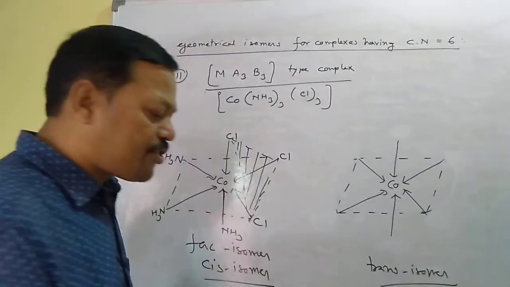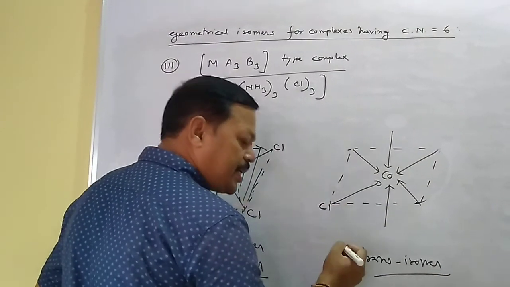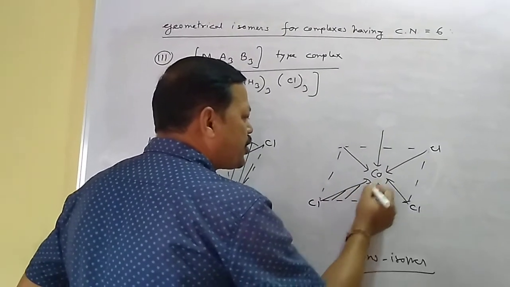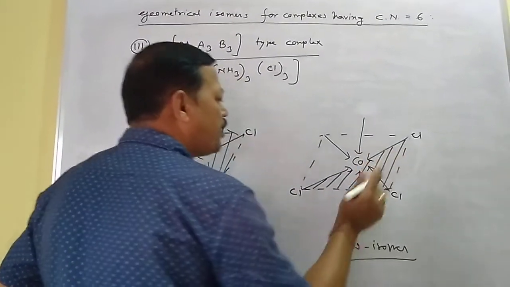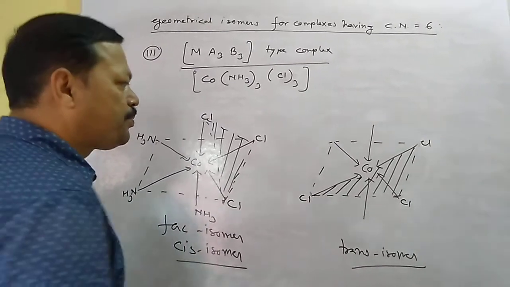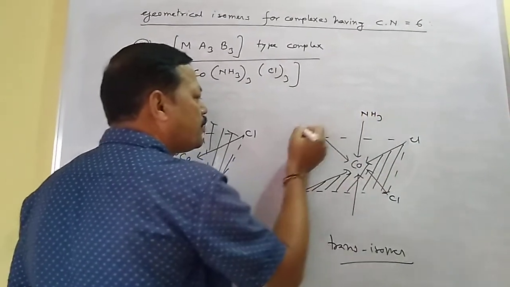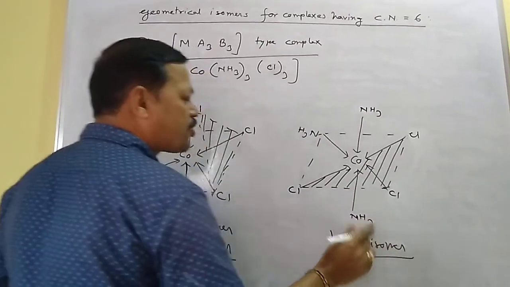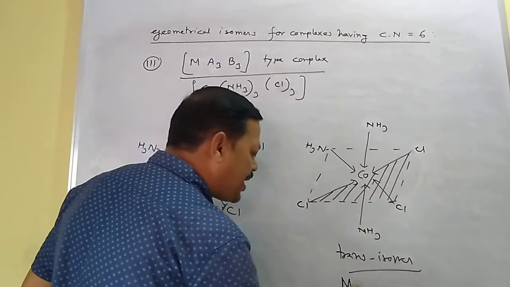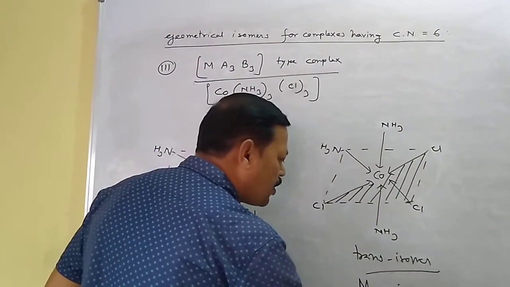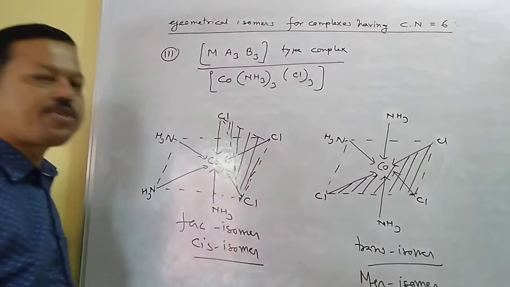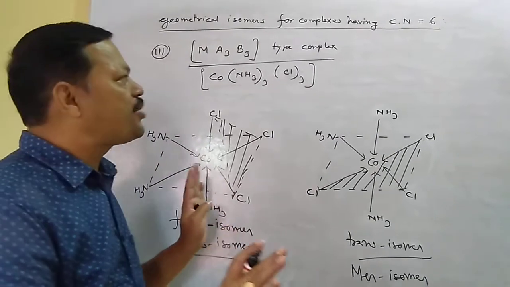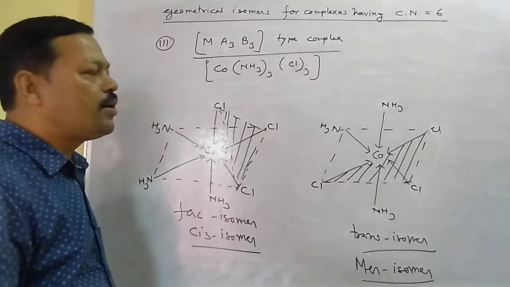And to draw the trans, suppose 1 chlorine is present here, another chlorine here, another chlorine here. These 3 positions are called meridional positions. These are ammonia. 3 ammonia produce 3 other bonds. This is called trans isomer. It is also called mer isomer, MER. I mean they are present in meridional positions, that's why in short form it is called mer isomer. So these are the geometrical isomers of the complexes having coordination number 6. Thank you.